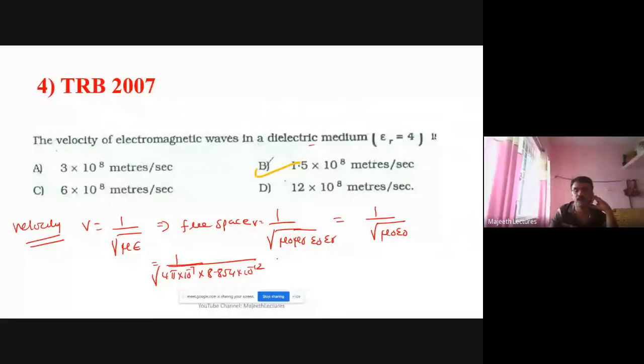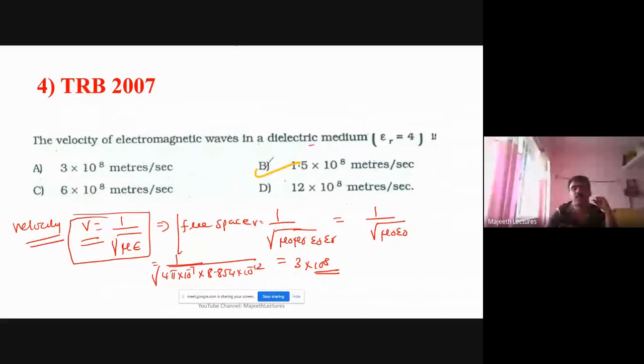1 by root of this one will be 3 into 10 power 8. That's what happens in free space. So this is the meaning of velocity. Velocity V is equal to 1 by root of mu epsilon. But for free space, that is equal to 1 by root of mu naught epsilon naught, that is equal to 3 into 10 power 8.